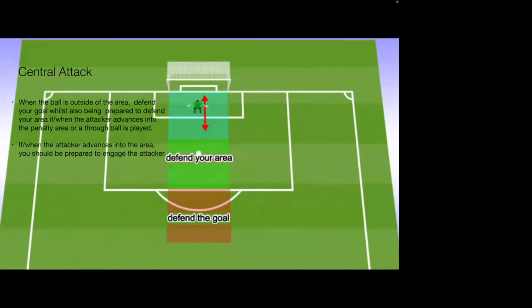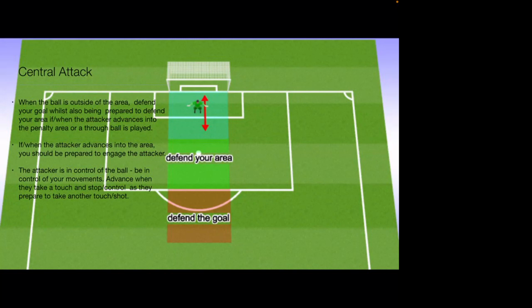If the attacker advances into the area, you should be prepared to go out and engage them. So this is only when there is no defenders recovering. If the attacker's in control of the ball, you need to be in control of your movements. So every time they take a touch, you advance by taking a step. Every time they get back onto the ball, look to stop and control.